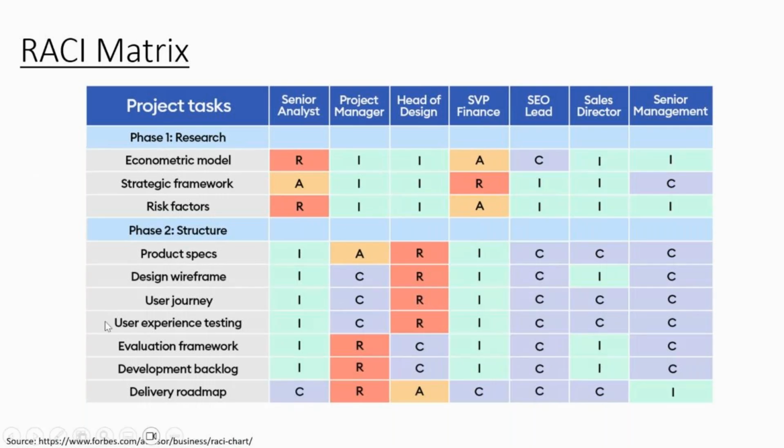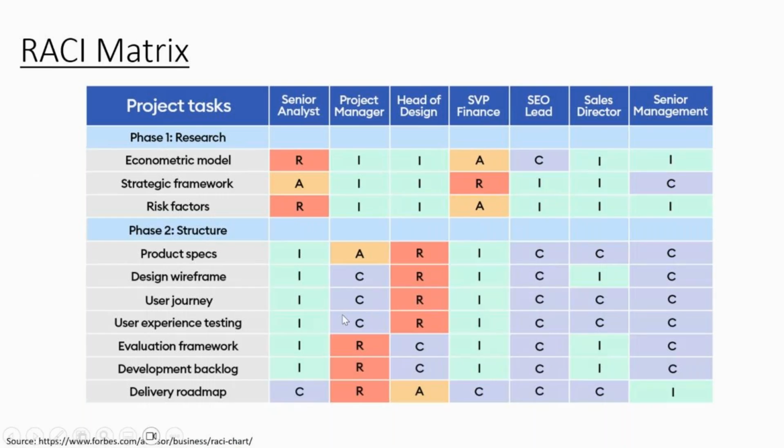Now, who would be accountable for it? Here, I don't see any A, but you can in fact assign R, comma A for the head of design. The head of design would be the person who would be accountable for it also. And maybe it's a very crucial project, so the head of design is himself or herself being involved in the regular tasks related to that particular project.